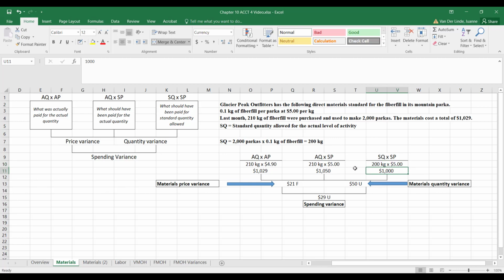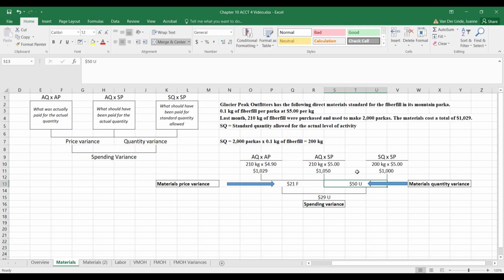So when comparing actual quantity to standard quantity, using those standard prices, we can see here there's a $50 difference. And this is going to be an unfavorable $50 materials quantity variance. And why is that? Well, here, when we're talking about a quantity variance, we used more than what we should have.